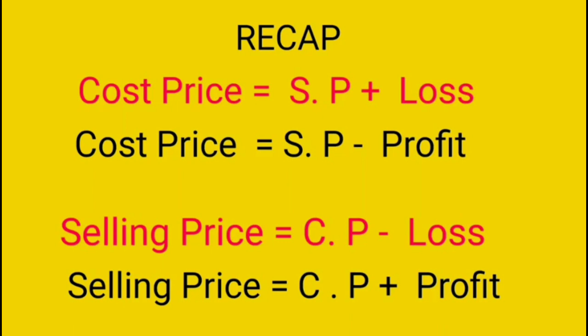In the same way, when cost price and loss are given, we can find the selling price. To find the selling price, subtract loss from cost price, CP minus loss. In the same way, when cost price and profit are given, we can find the selling price. To find the selling price, add profit to the cost price, CP plus profit. Children, practice the sums.